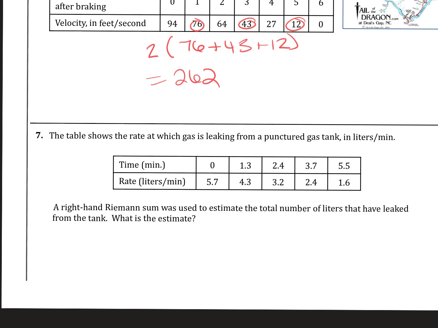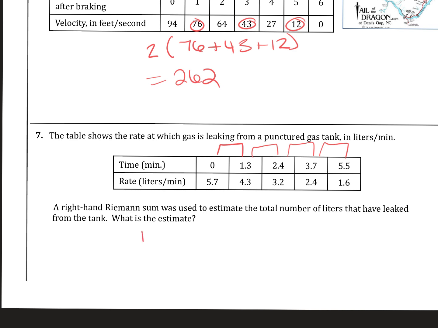Table shows the rate at which gas is leaking from a punctured gas tank. A right-hand sum was used to estimate the total number of liters that have leaked from the tank. What is the estimate? So 1 rectangle, 2 rectangles, 3 rectangles, 4. They're each a different width. The moral of the story is this is really easy. We just made it really hard on ourselves. So we drew a graph for everyone. We're not freaking out.